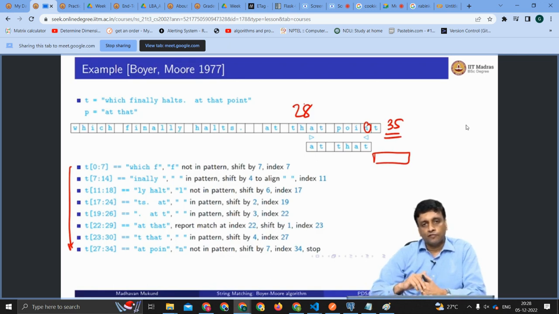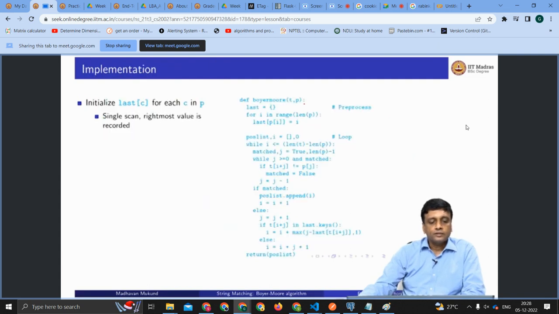So you get this kind of skip-over speed up. You don't even see the whole text. So that's a very important observation, that you can actually go through this text without seeing all the letters and still be sure that you have found all the occurrences of the pattern. So let's look at an implementation of this.